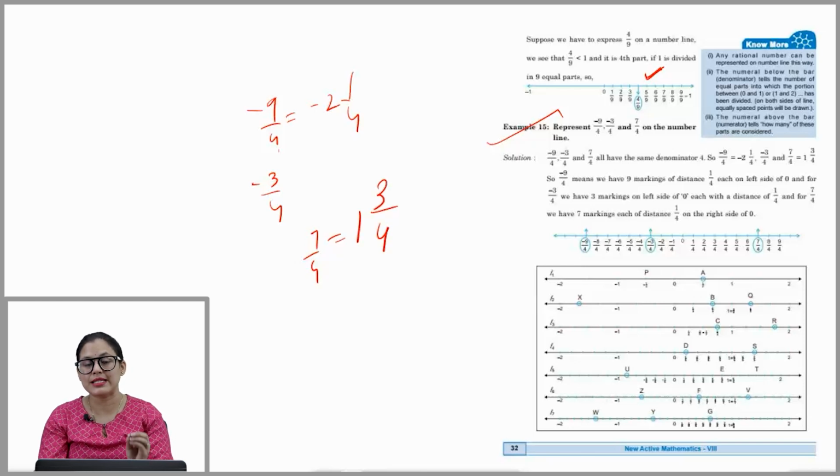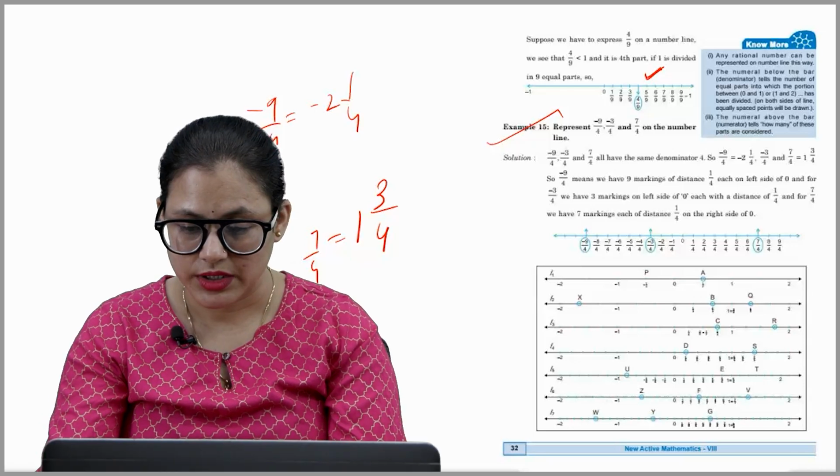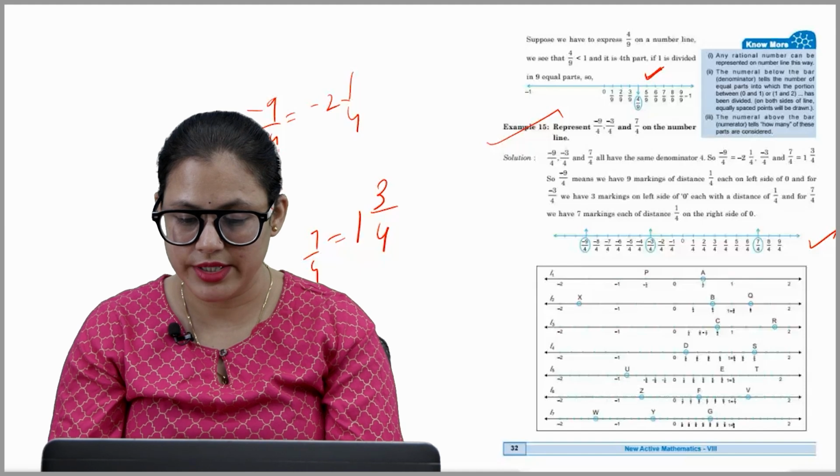So, minus 9 by 4 means we have 9 markings of distance 1 by 4 each on the left side of 0, and for minus 3 by 4 we have 3 markings on the left side of 0, each with a distance of 1 by 4, and for 7 by 4 we have 7 markings each of distance 1 by 4 on the right side of 0. Okay, see the representation, right?